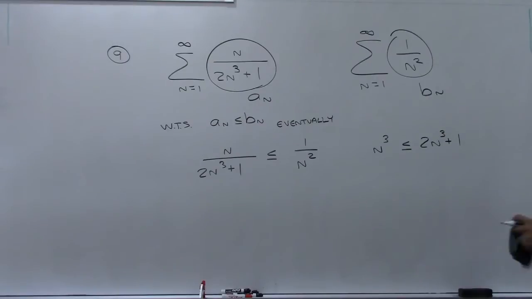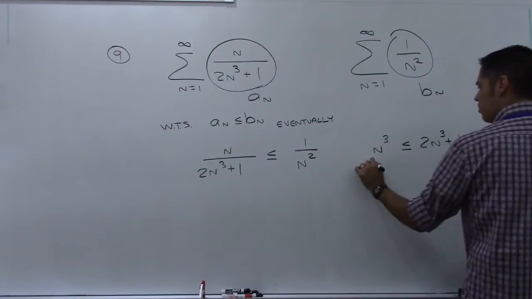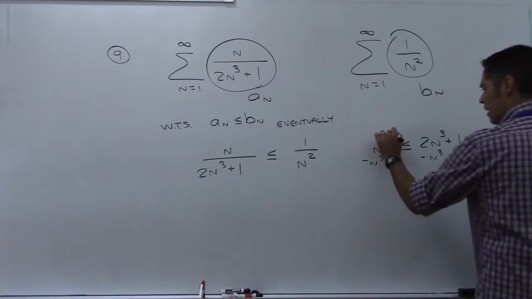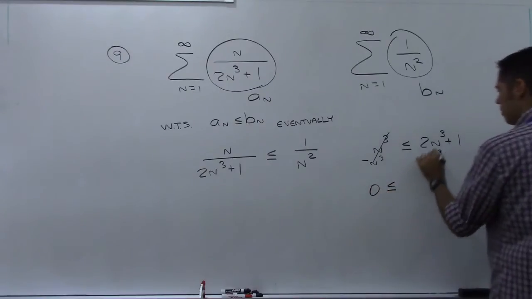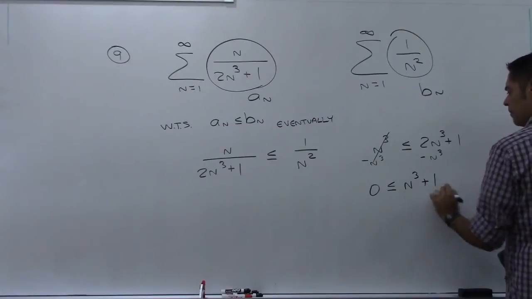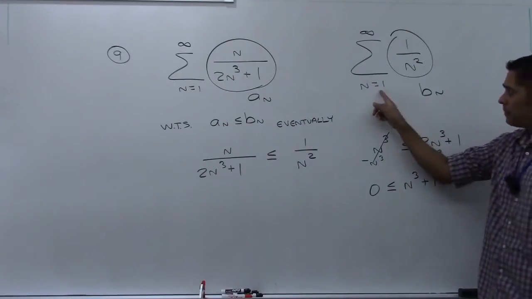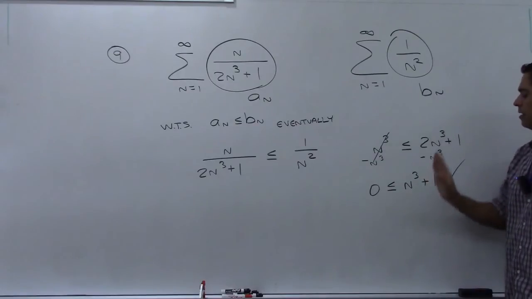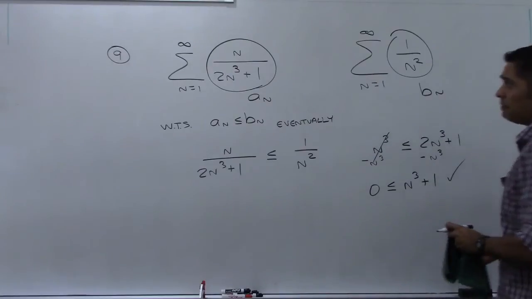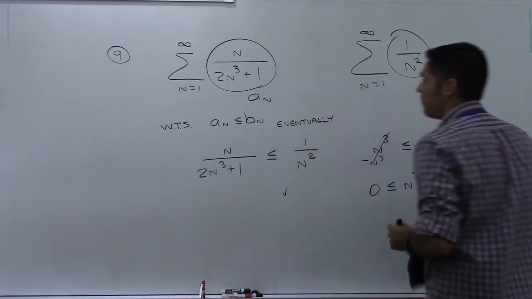And so when I compare these, let me subtract n cubed from both sides. I get 0 over here is less than or equal to 2n cubed minus n cubed, which is n cubed, plus 1. And I believe this is always true because remember n is going to start at 1. So if n is 1, this is 2. If n is 2, this is 9. And obviously that's always bigger than 0. So my conclusion is that this is true, right?